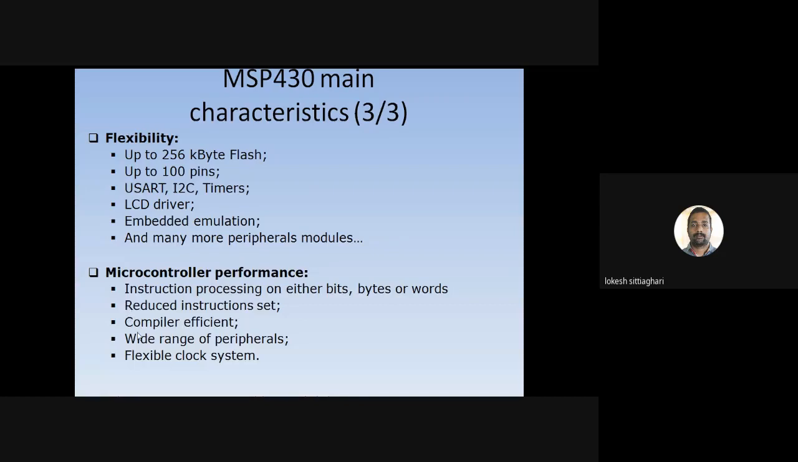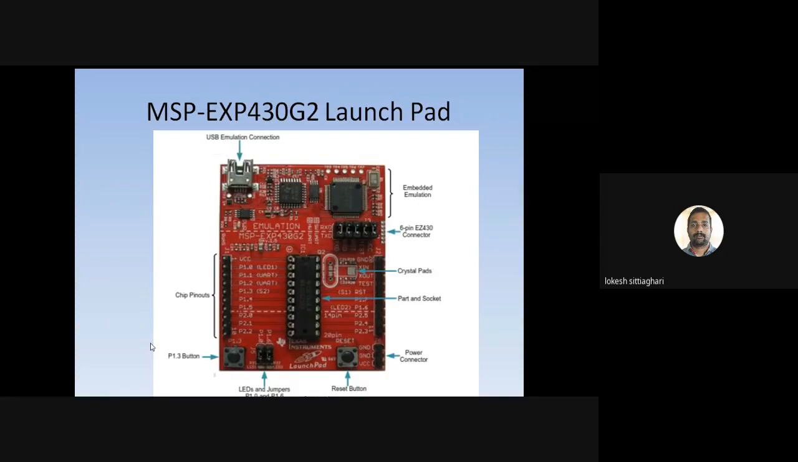It is compiler efficient. A wide range of peripherals is available, and it has a flexible clock system. We will see that in the MSP 430 we can operate 3 different clocks. One is called the main clock, MCLK, and so on. We have different clocks available in the MSP 430 G2553.